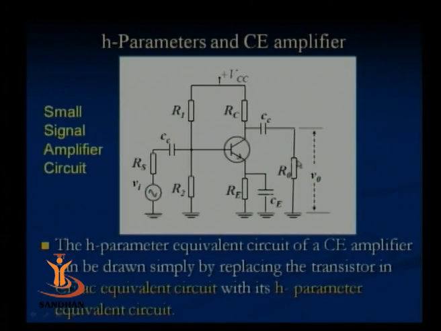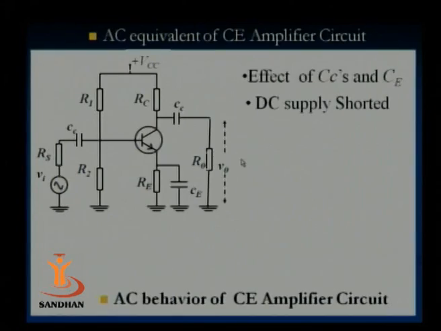Now this is the H parameter common emitter amplifier connection. I have tried to show you how a complete amplifier circuit, a small signal amplifier circuit, can be seen. Now an equivalent circuit of this using H parameters is also possible. What we need to do is replace the transistor in this circuit by its AC equivalent. How? Let us see.